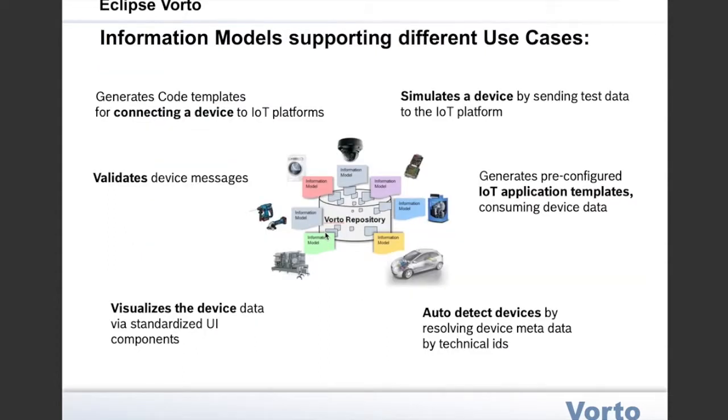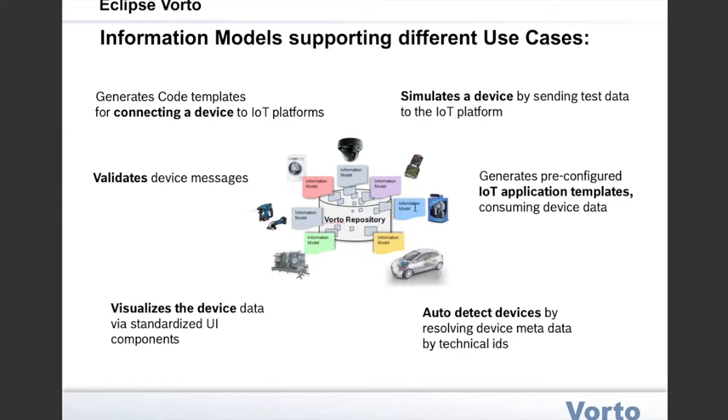Information models support different kinds of use cases, and some of the use cases we're going to be covering in this rapid prototyping demonstration. One of the use cases is to generate code templates for connecting a device to an IoT platform. That piece of code can be converted from an information model, from these properties, into properties and source code which runs on the device itself, or it might be on a gateway if the device is not capable of speaking directly or is not IP enabled.